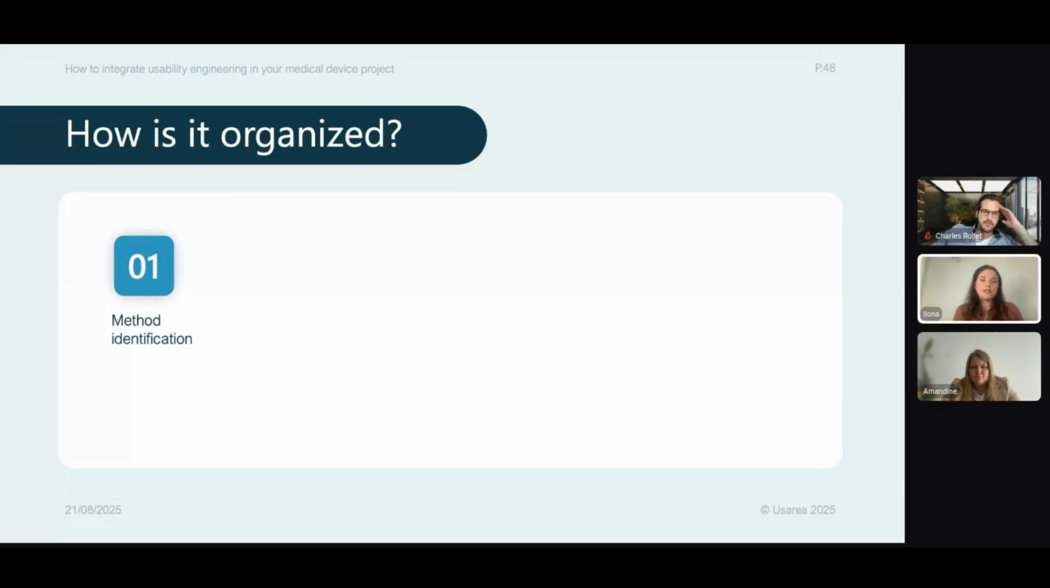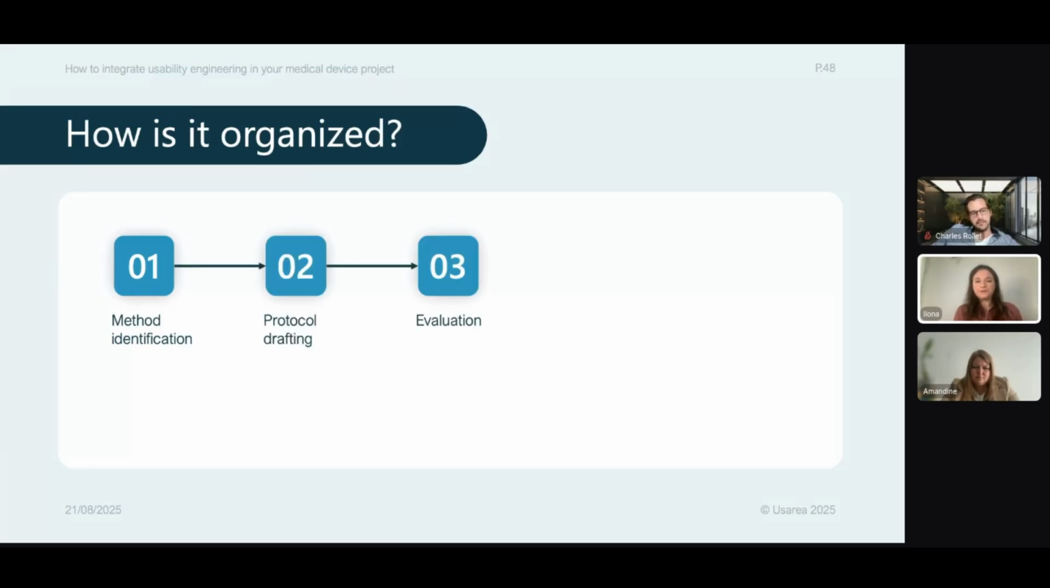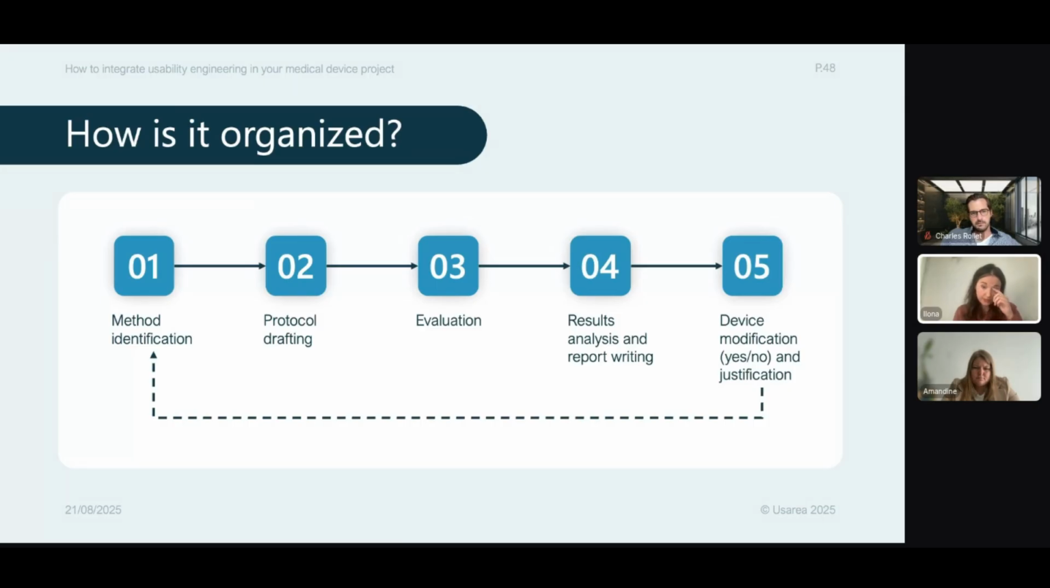And how it is organized. So first, like I said, you identify the method you want to use according to your goal. Then you're going to draft a protocol, do the evaluation, of course, and then you will analyze the results and write a report. And at the end, because a lot of the time you have recommendations in this report, you will decide if yes or no you are going to implement them, and if not, you're going to justify. Just to be specific, it's not because it's written in the report that you absolutely have to follow the recommendation. You just need to justify why you will not do it.